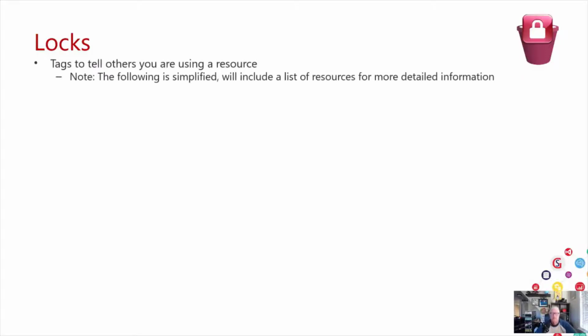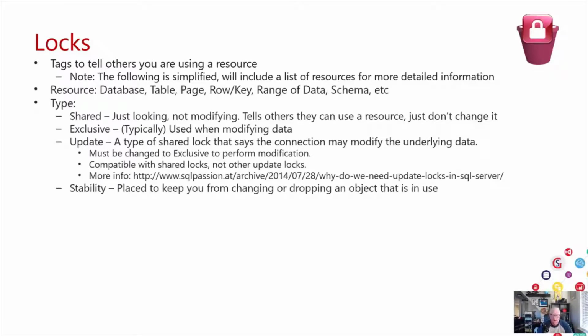Locks are resources or tags that tell you someone's using a resource. Somebody's querying a table, there'll be a lock on the table so it can't be dropped. Every row you're currently accessing, there's going to be a lock on there to say, nobody else change it while I'm reading it. And when someone else is changing it, there's going to be a lock that says, don't touch it while I'm changing it, because you don't want to look at dirty data. Some of the things we can lock are databases, tables, pages, rows, keys, ranges of data, schemas, extents. There's some other things you can lock when you're doing other operations, but these are the ones we'll typically talk about. And then there's different types of locks.